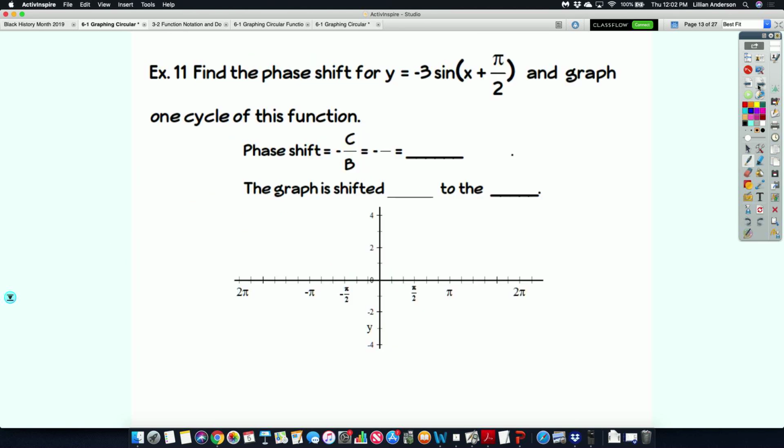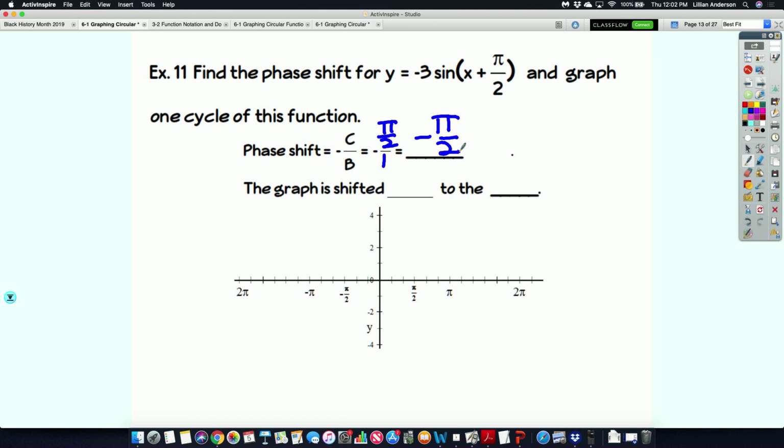We're going to find the phase shift of this particular problem. Y equals negative 3 sine x plus pi over 2, and then we're going to graph one cycle of the function. Let's find the phase shift because there definitely is one. Negative c over b. What's c in this problem? So I have a negative pi over 2. What's b? 1. So what's my phase shift?